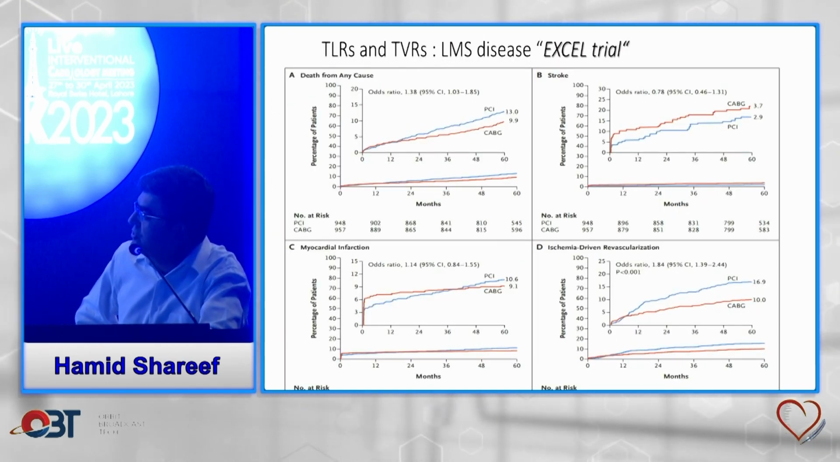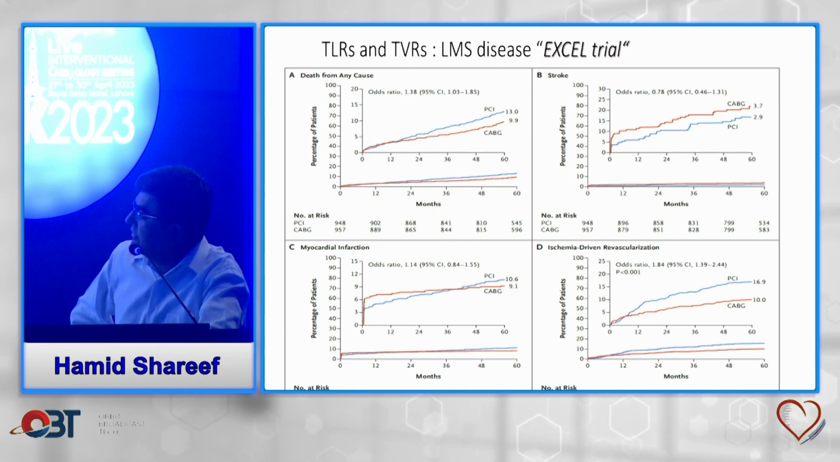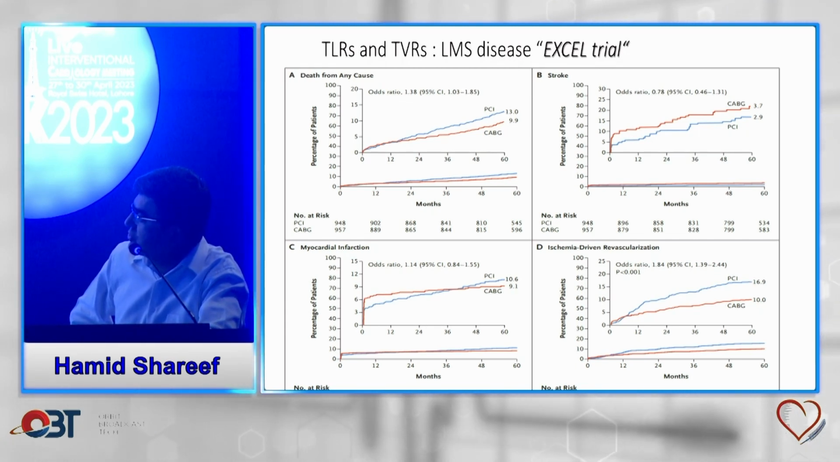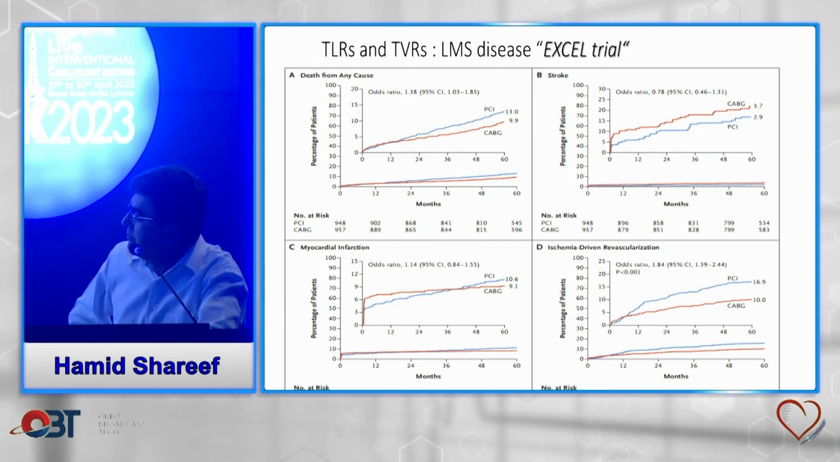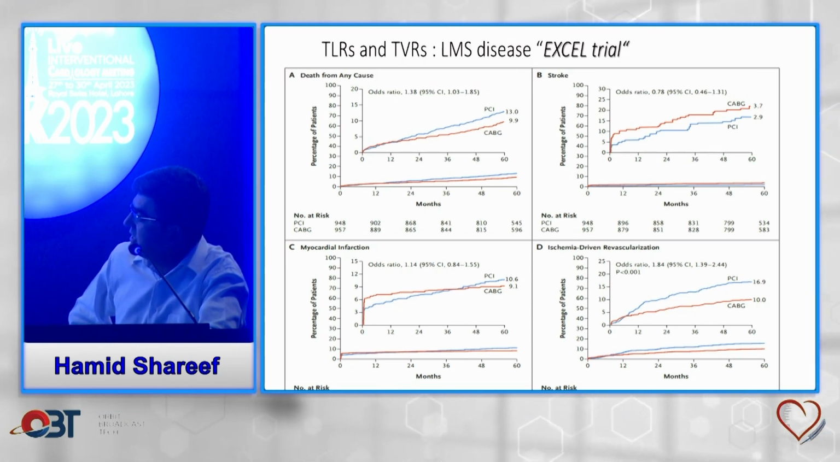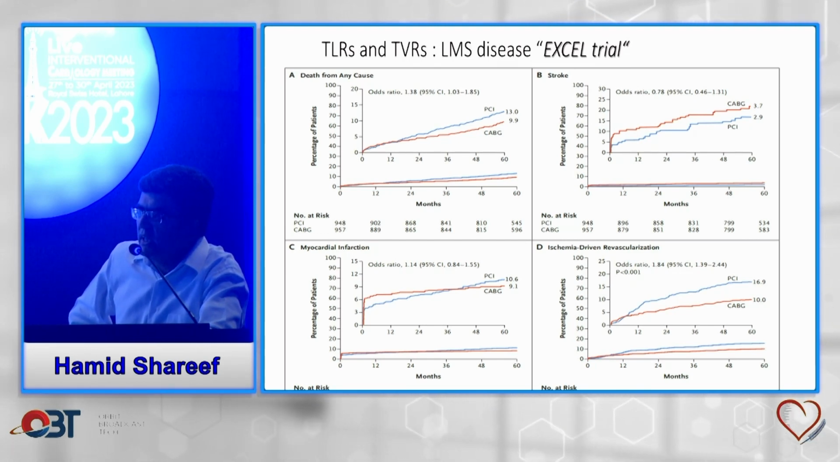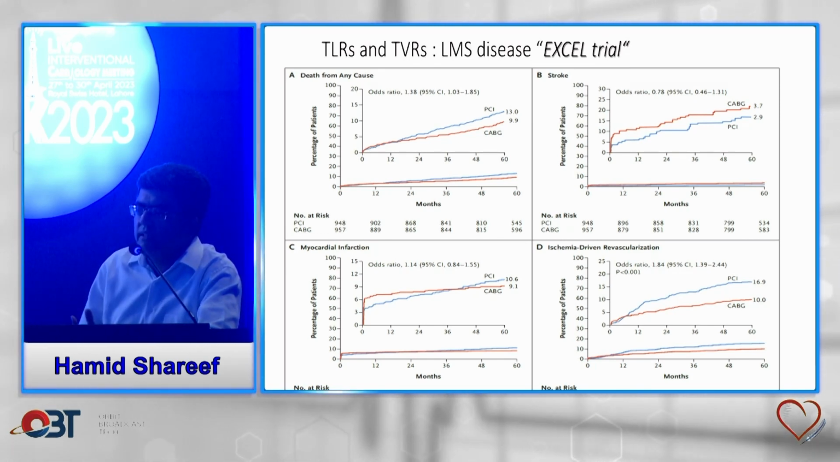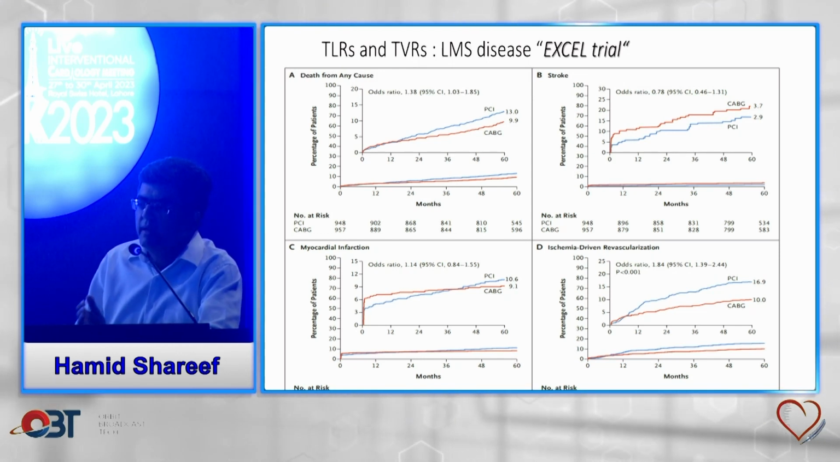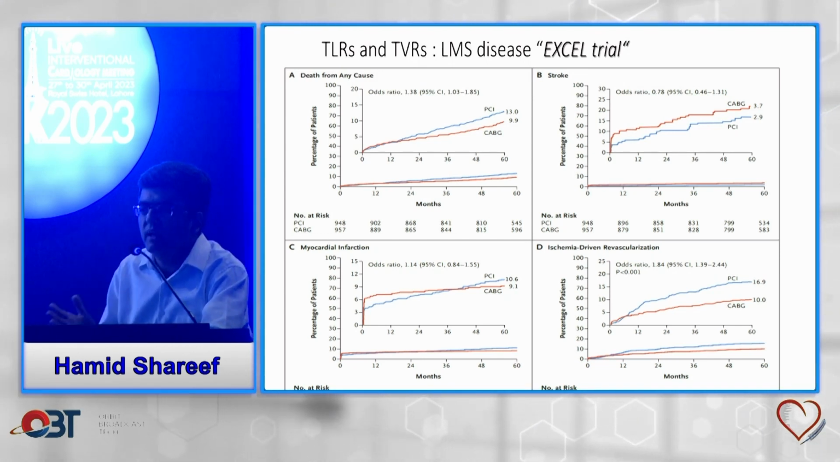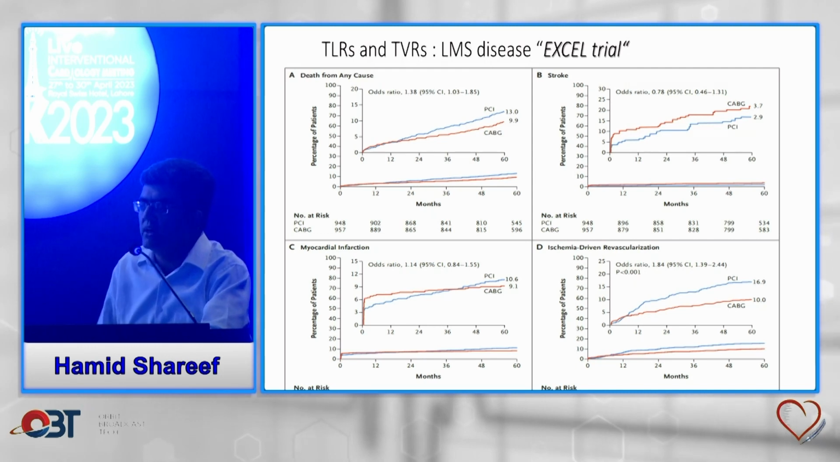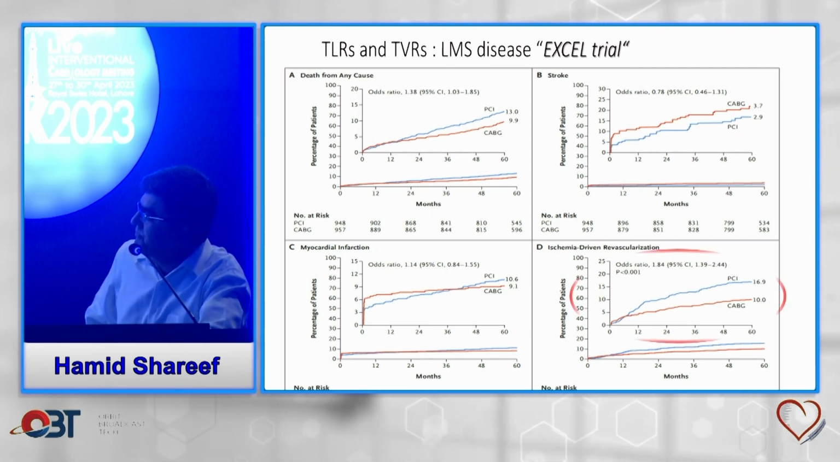Similarly, in the EXCEL trial, all of these graphs are overlapping when it comes to stroke, myocardial infarction, death. But when it comes to TLR, that is ischemia-driven revascularization, it is 16 versus 10% for CABG. So when we compare the two modalities, CABG versus PCI, it's almost always the TVRs, and sometimes the myocardial infarction, which drives the outcomes in favor of CABG.